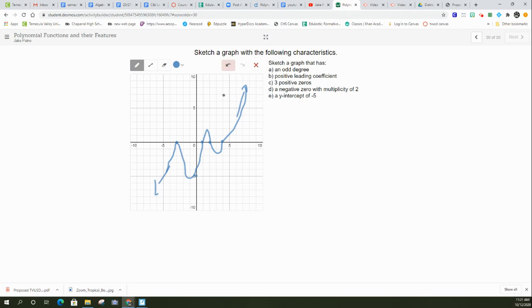All right. So why is it bouncing? Because it said multiplicity of 2. Got a y-intercept at negative 5. All right. The 3 over here could be anywhere, just 3. It's got to go through it, back down, back up, and then end behavior is going up there. So there you go.